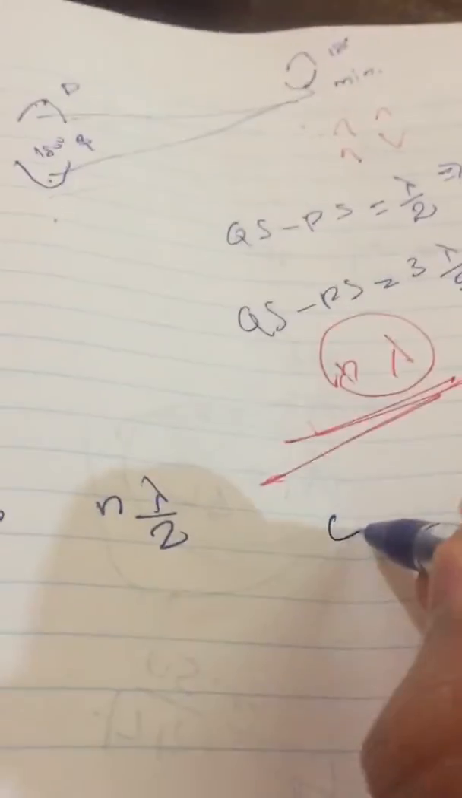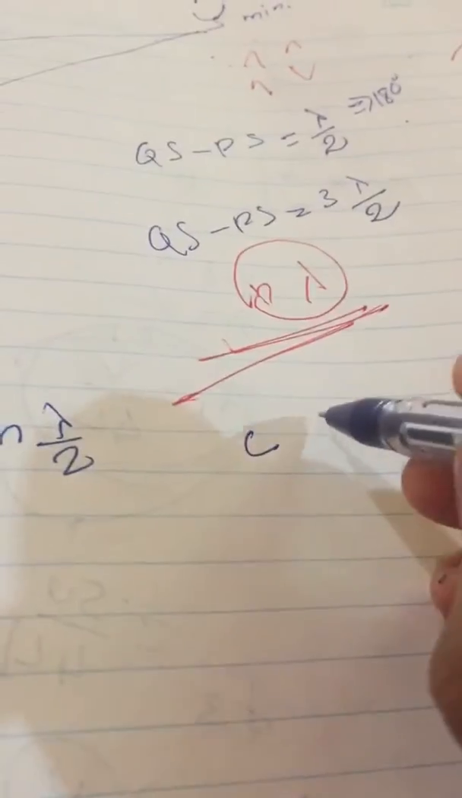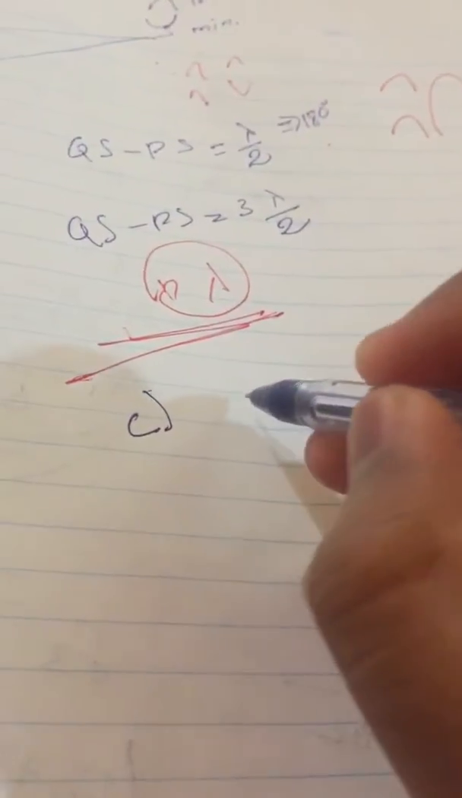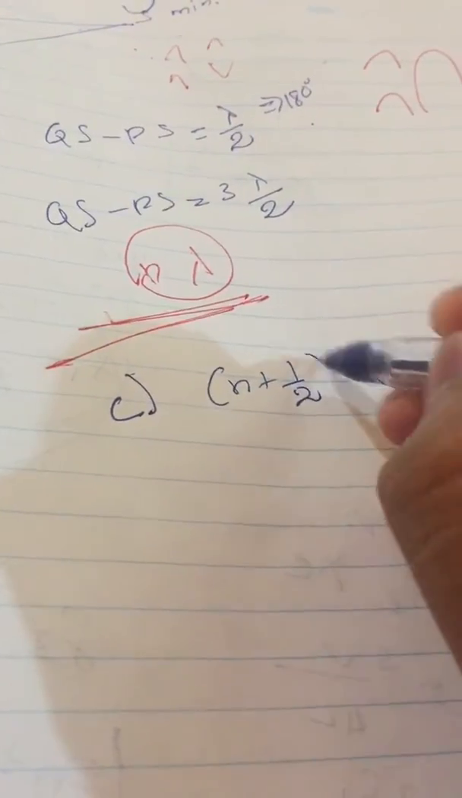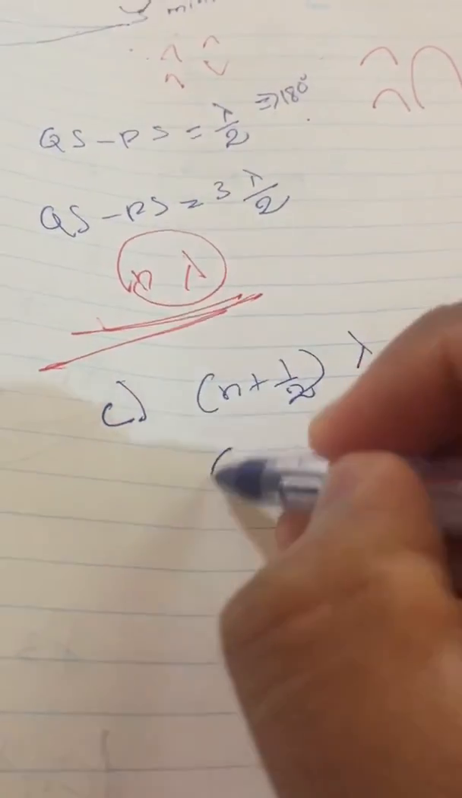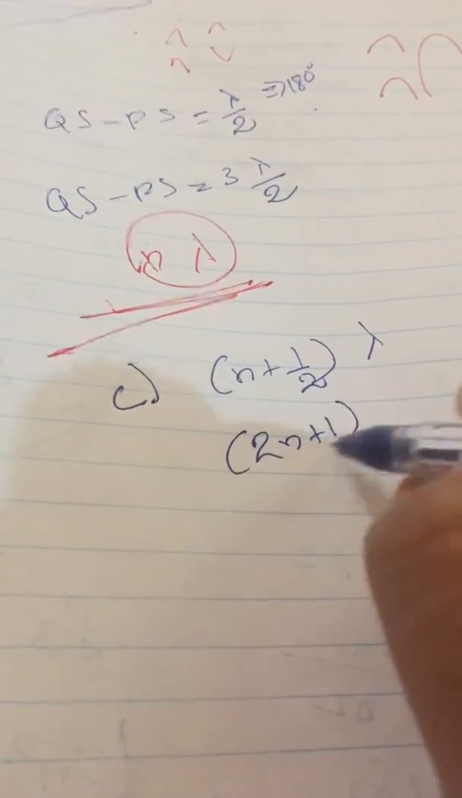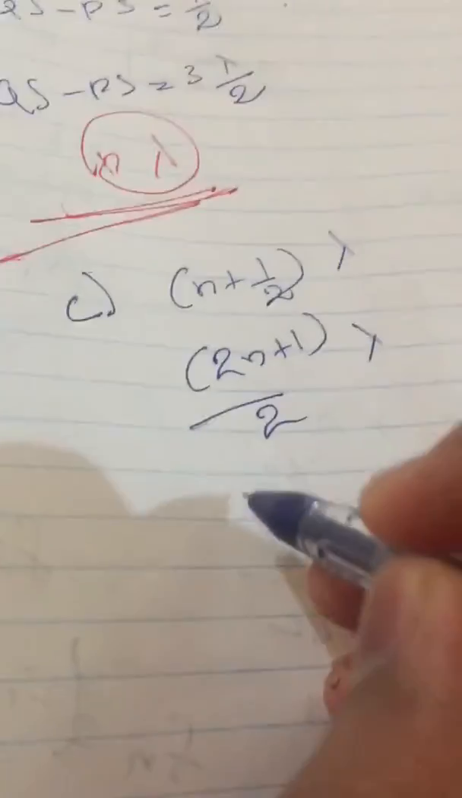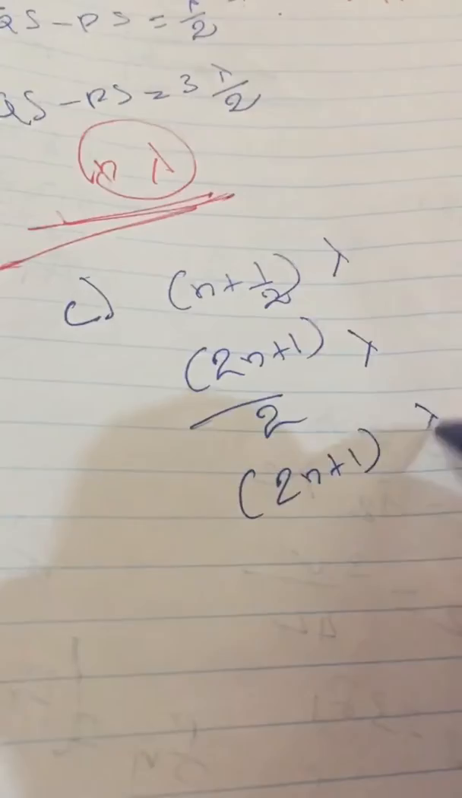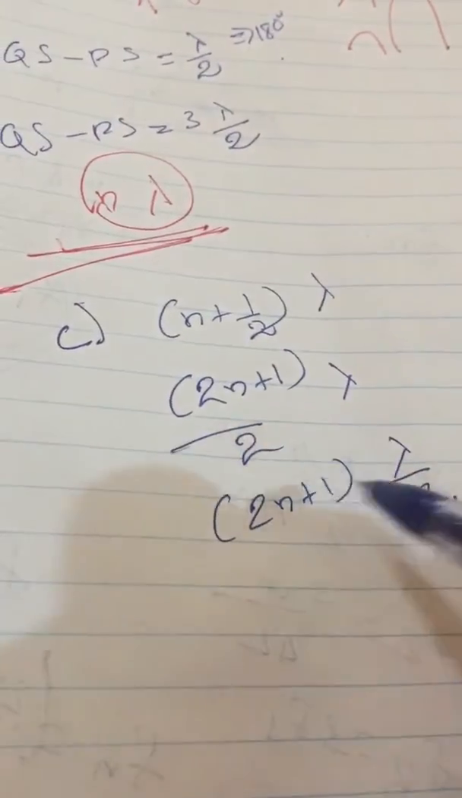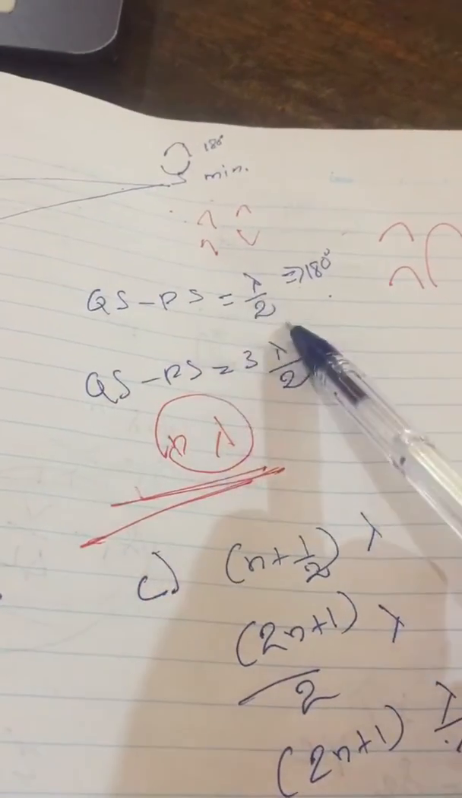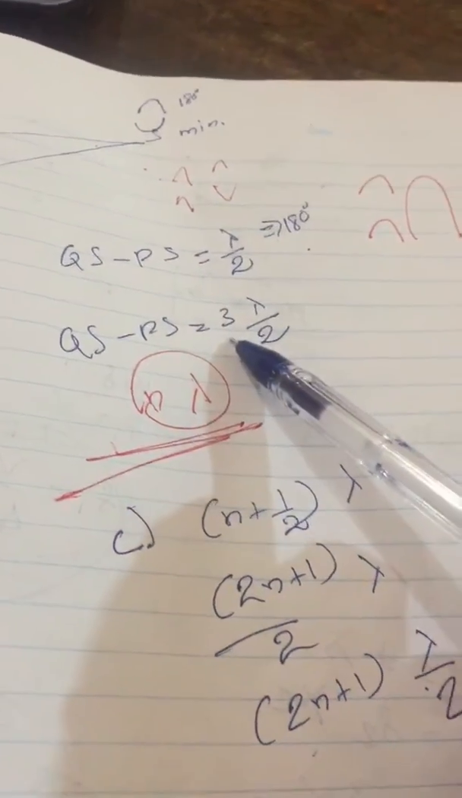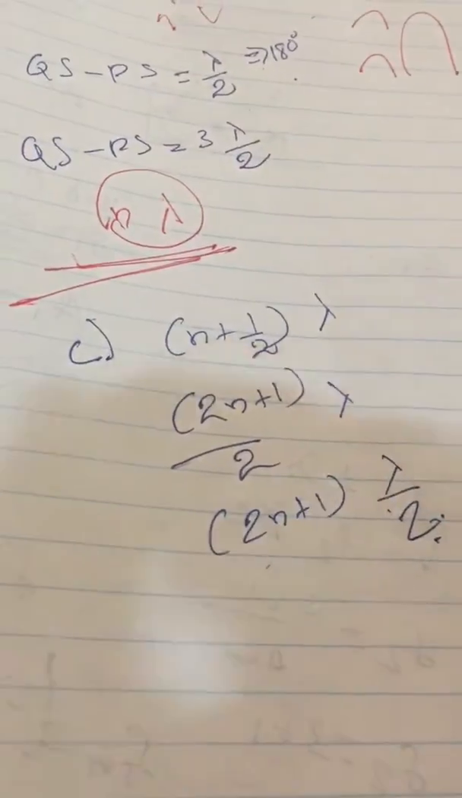Then answer C is given in a different format, but you can see n plus half lambda means if you take the 2 common, it is like 2n plus 1 over 2 lambda. That is basically 2n plus 1 times lambda by 2. That is an odd number multiple of lambda by 2. The situation that we were discussing here: lambda by 2, 3 lambda by 2, an odd number multiple of lambda by 2.